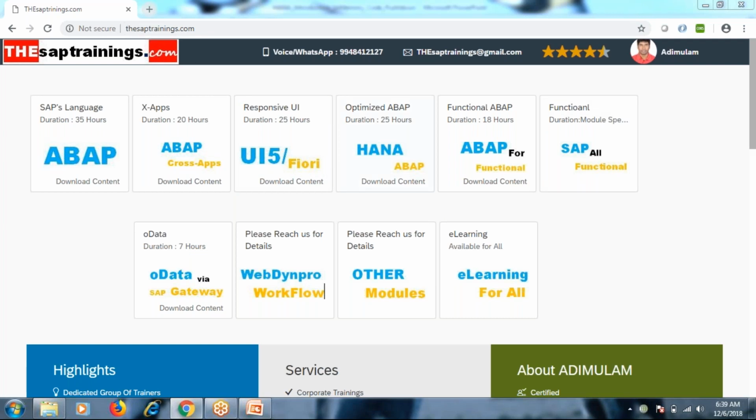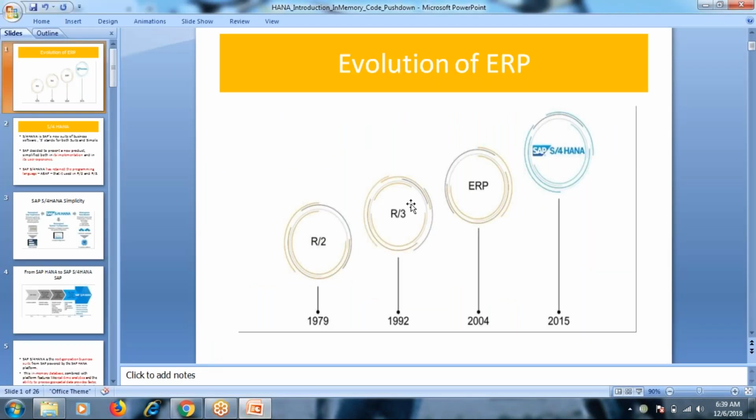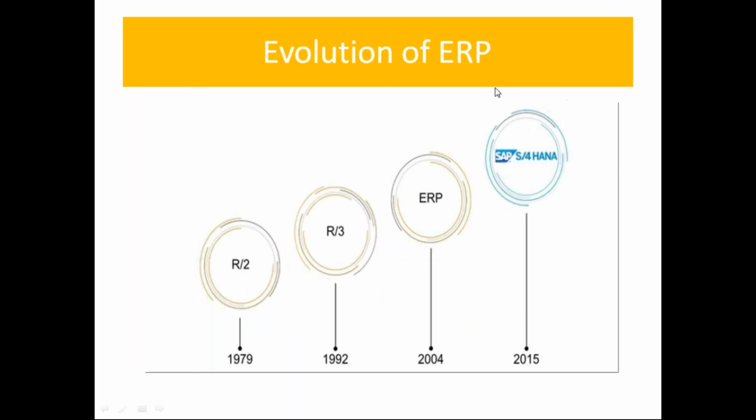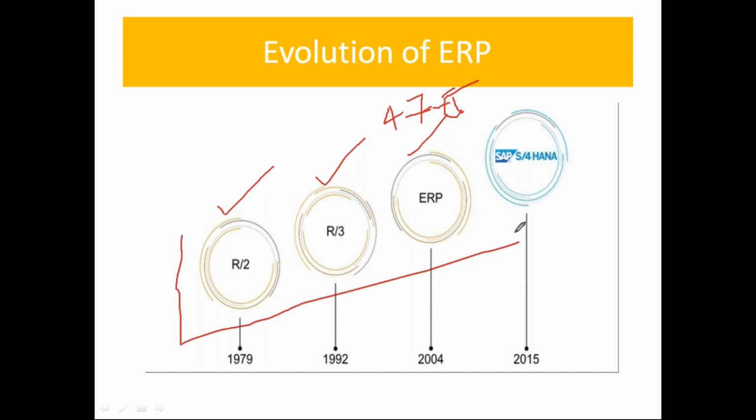So now let us go with the HANA ABAP introduction. Please see this. This is how the ERP system evolved. The evolution of ERP started with R/2, a collection of limited standard modules, then R/3 with more functionality, functional modules like MM, SD, PP, HR. Then the actual success of ERP started from here, no? 4.7 ECC and Enterprise Edition, 4.7 EE.